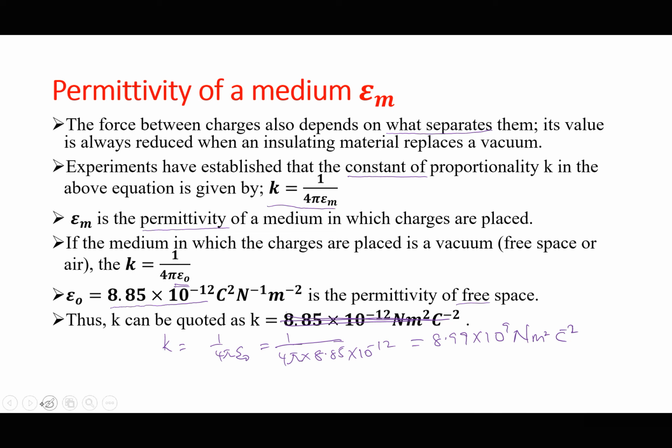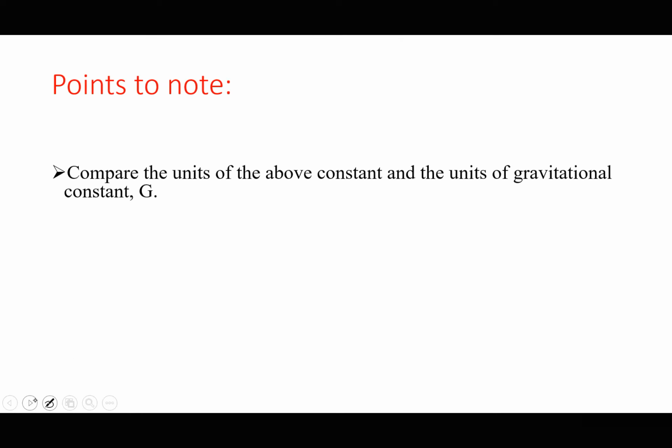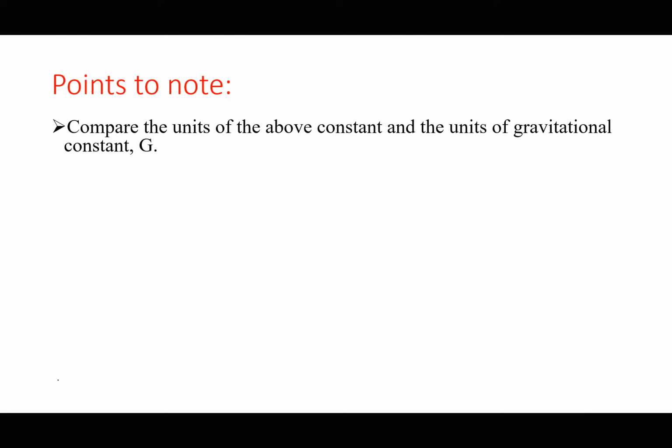Of course, if you have studied gravitation, you must have noted a few important points. Number one, you must have tried to compare the constant that you have just established with the constant in gravitation. Remember, capital G was 6.67 times 10 power negative 11, with units newton meters squared per kilogram squared. Now we have established K as 8.99 times 10 power 9 newton meters squared per Coulomb squared.